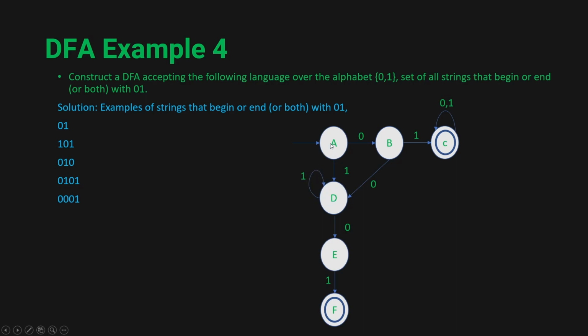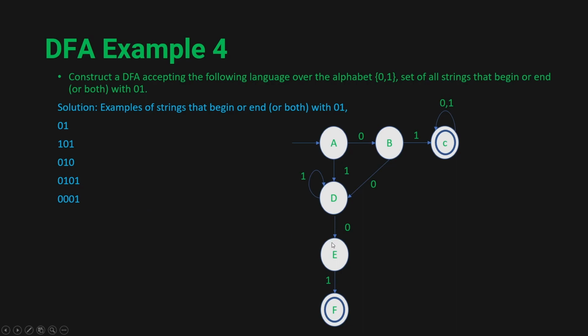Why? Because let's say we get a string 1, 1, 0, 1. 1, you are in state D. Then you get another 1, you go in state D itself. Then you get 0, you go to E, and from here you get 1, you go to F. So this is the string that is accepted. It is ending with 0, 1.